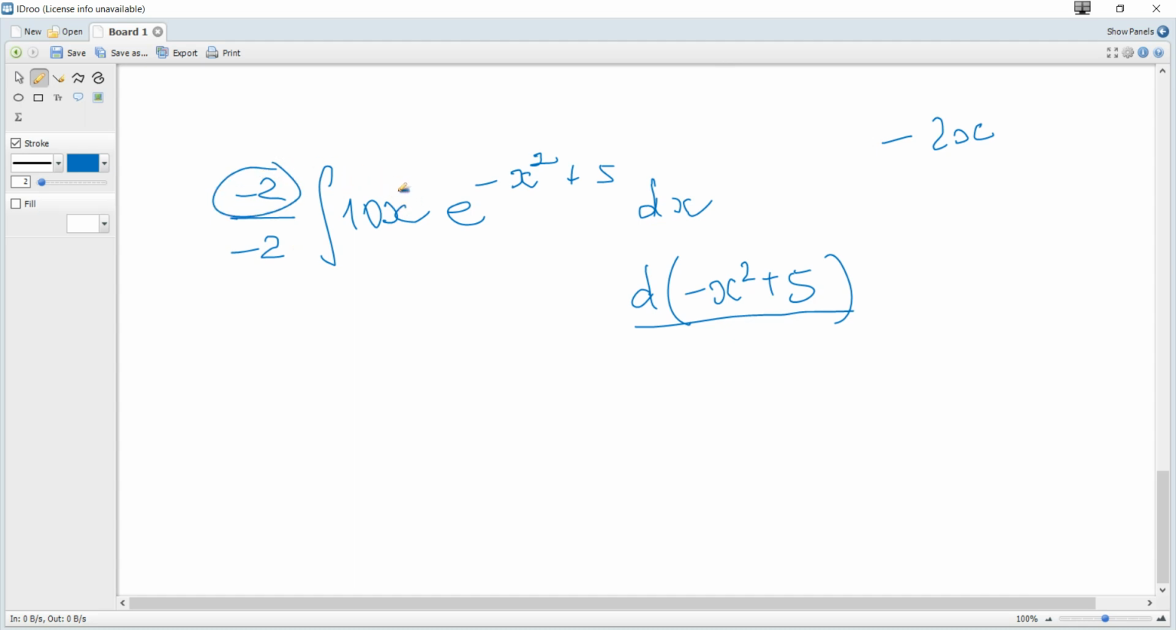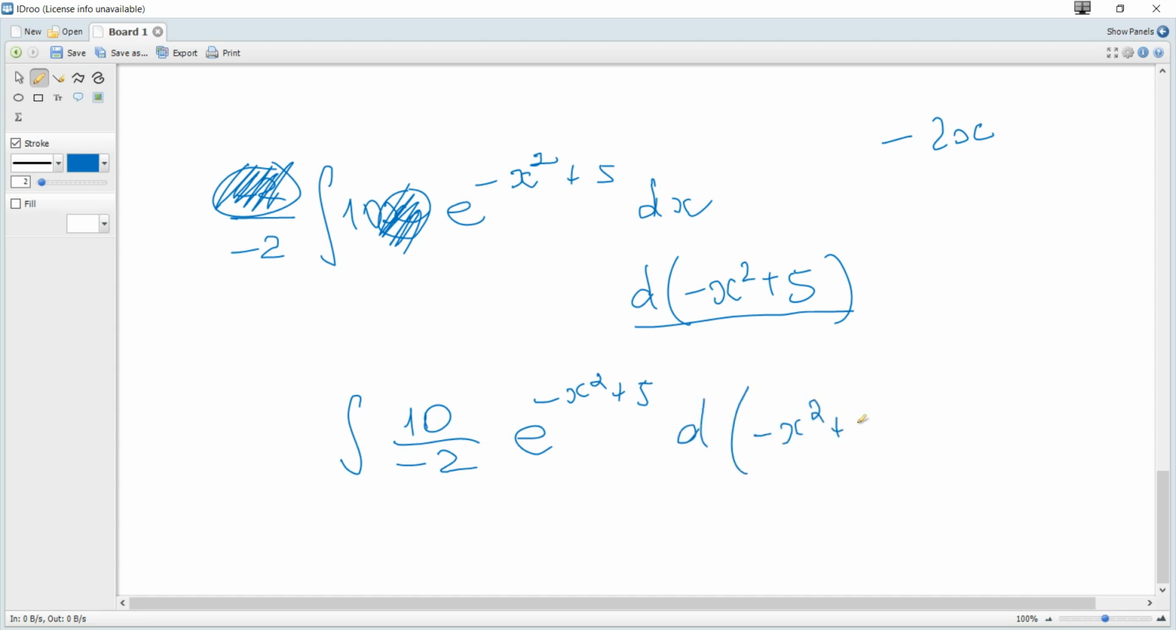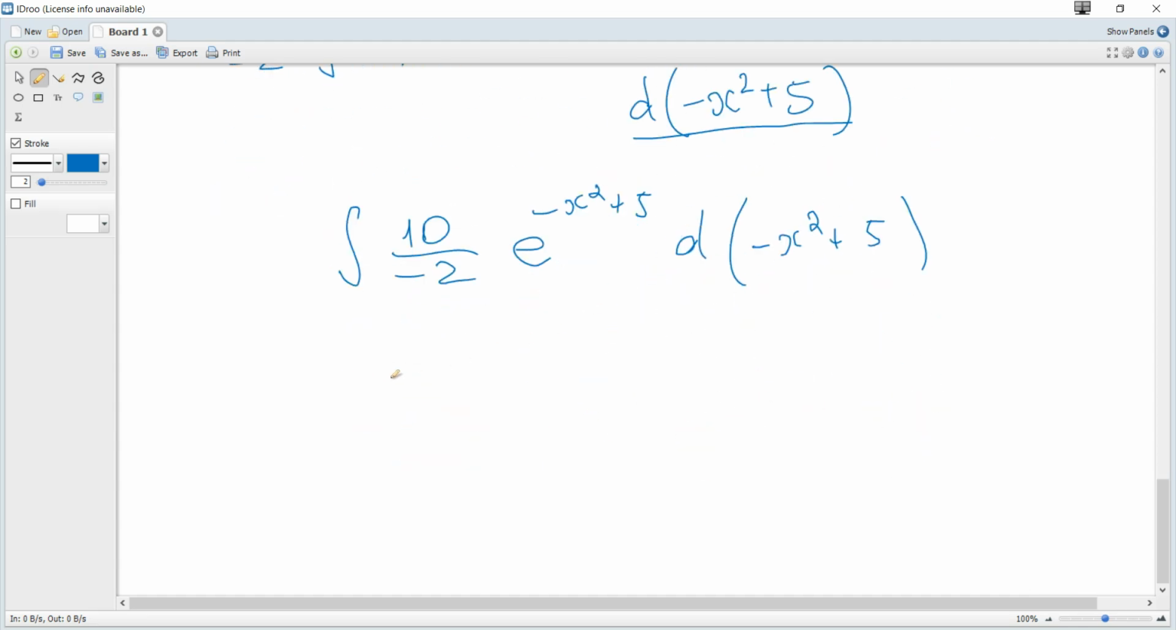Negative 2x goes under d. When you take a derivative, negative 2 arises and you should compensate for it. So it becomes just 1 divided by negative 2, e to negative x squared plus 5 d of negative x squared plus 5. And it's our substitution u, so it becomes negative one half e to the power of u du.